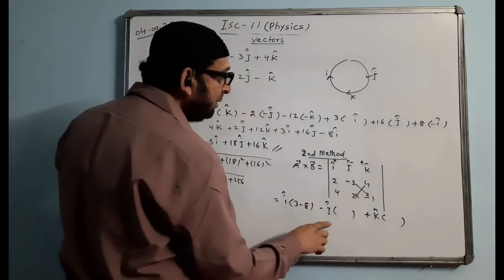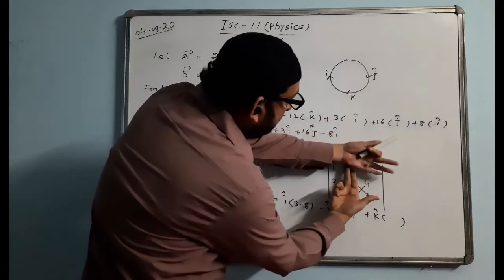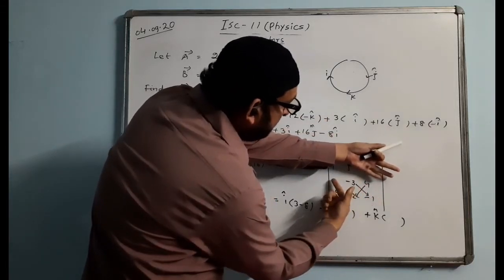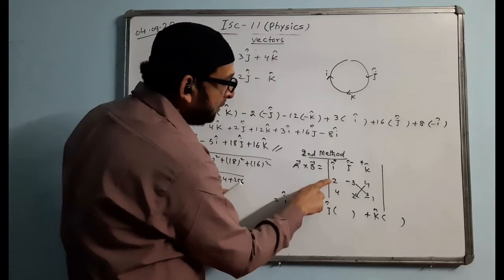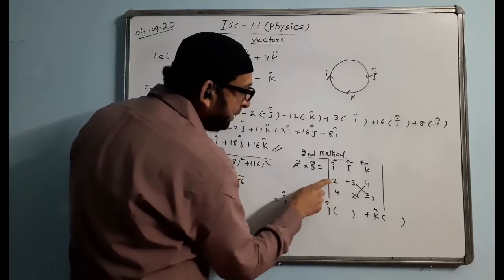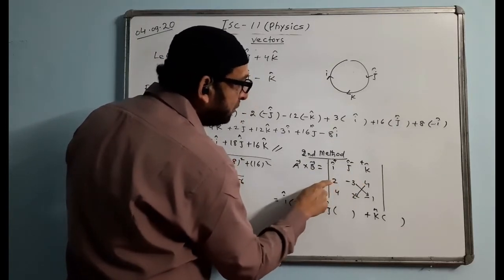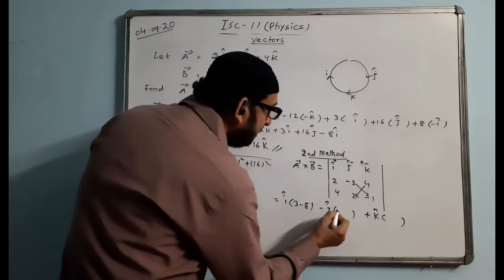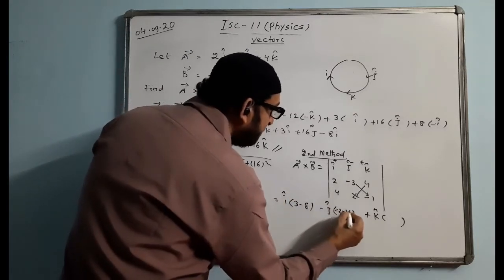Then taking j, hide this row and this column. What are the things you see? 2, 4, 4, 1. Start from the right hand side, whatever comes first, from the top you have to start. 2 into this becomes minus 2, and 4 fours are 16.